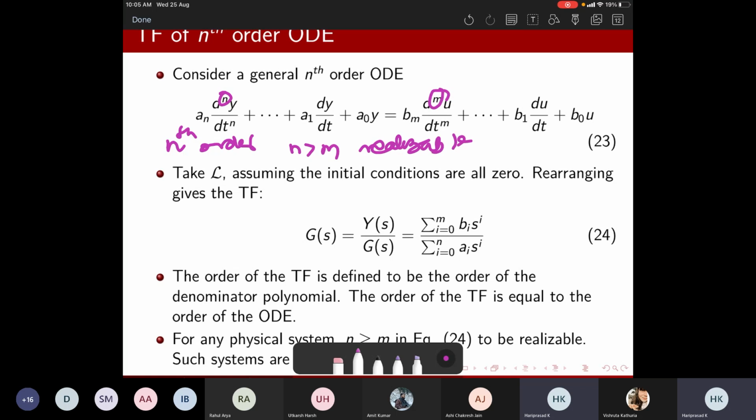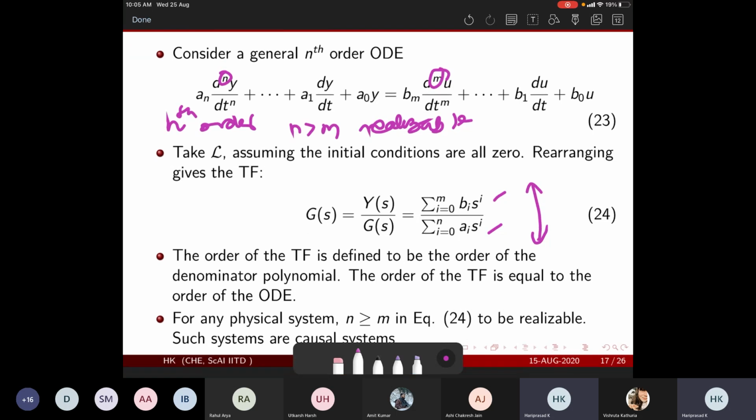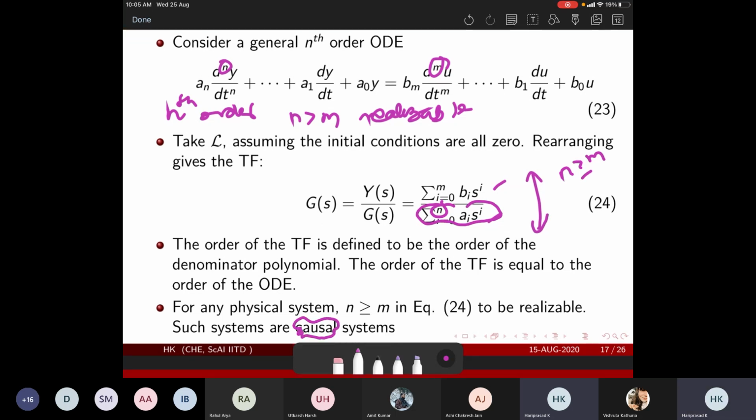We'll see what is meant. So if you have such a system, eventually your transfer function would be a ratio of two polynomials, one corresponding to the input side and one corresponding to the output side. And you would see that the order of the numerator would generally be less than the order of the denominator polynomial. So again, to make it realizable, the order of the denominator polynomial is n, we have to impose a condition that n should be greater than m to make the system realizable. And what is this causal thing we will talk about also later.